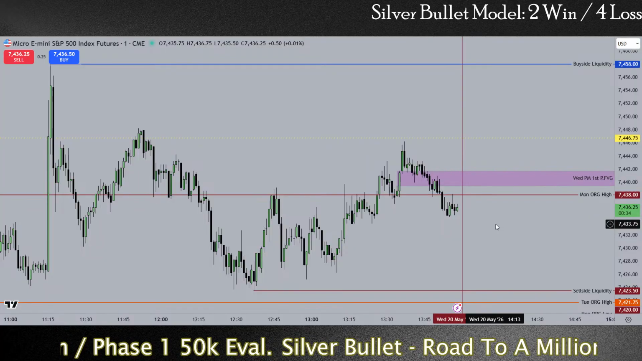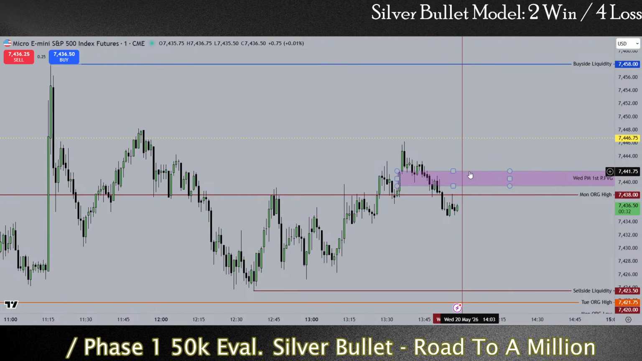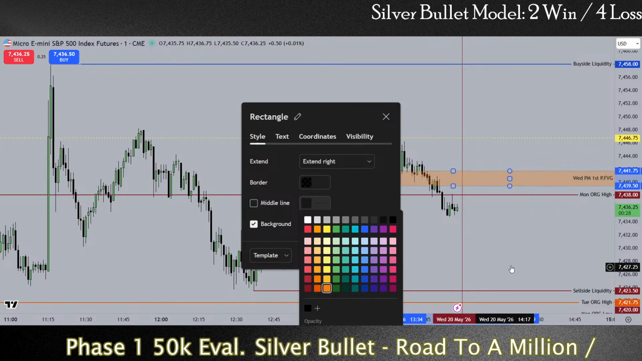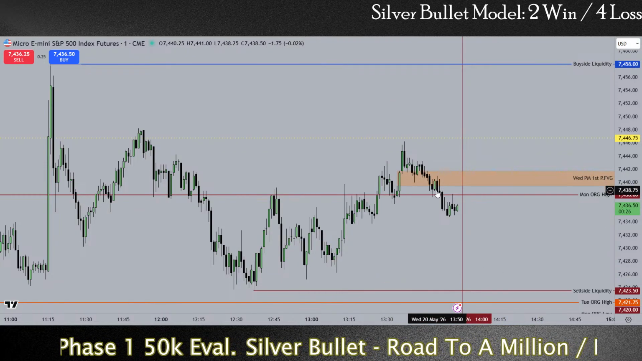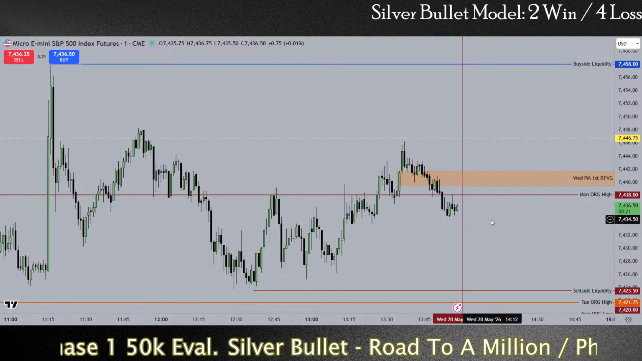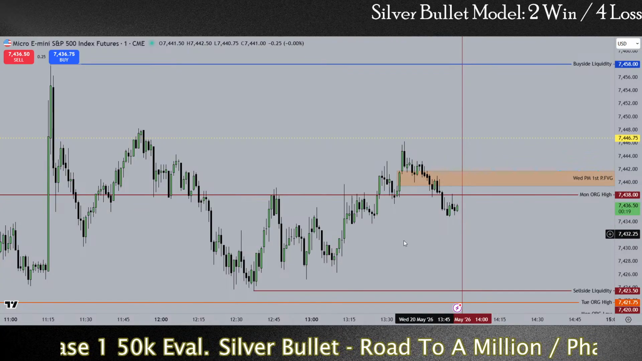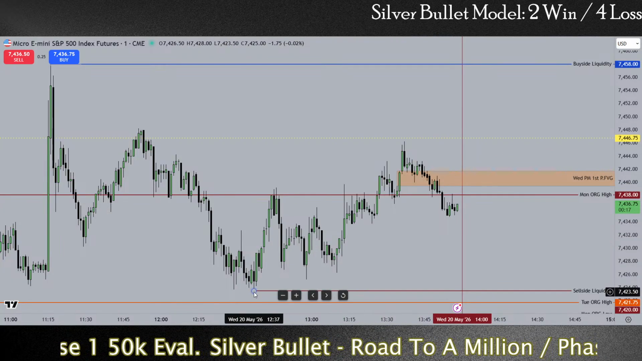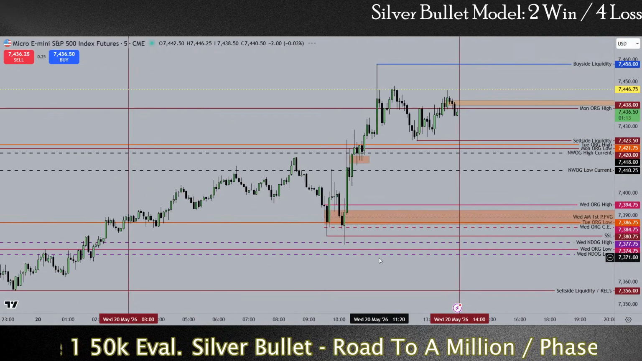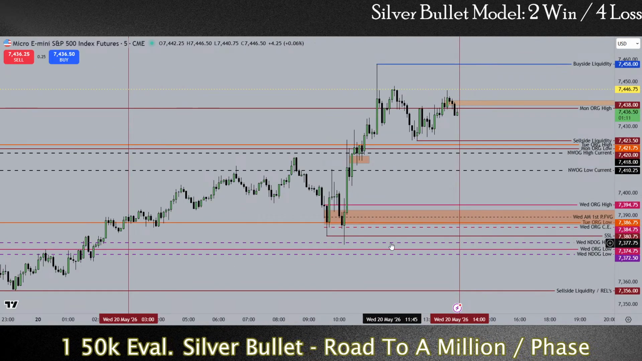And so Wednesday's first presented fair value gap so far is being utilized as an inversion fair value gap. All right.